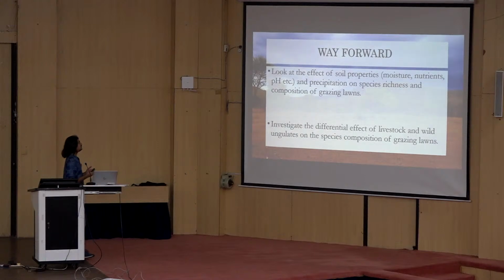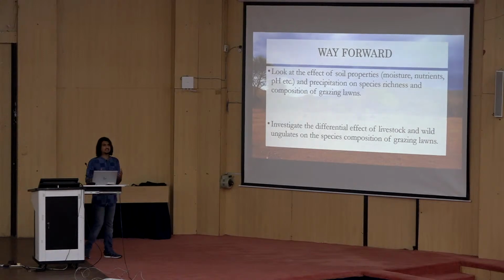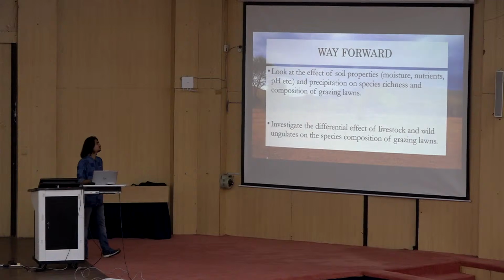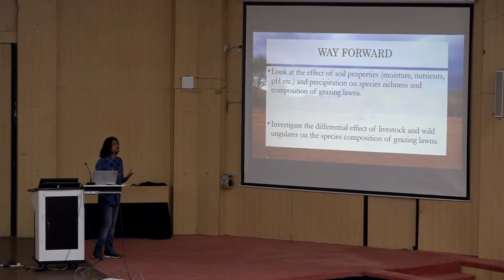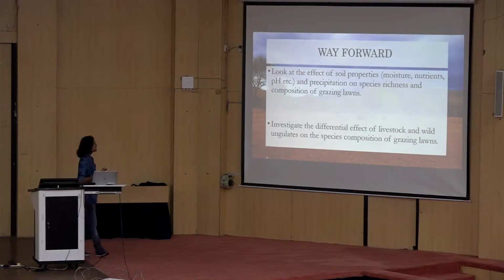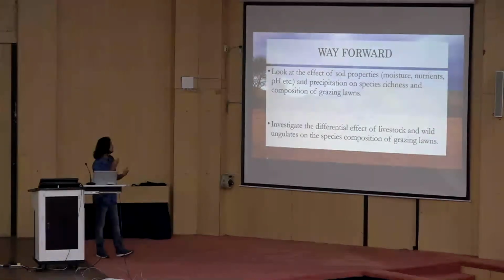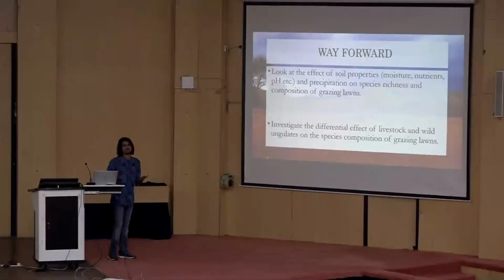So, as a way forward, we would like to look at the effects of soil properties and precipitation on species richness and composition of grazing lands. This is because we found that the plot identity, the plot attributes, accounted for most of the variance in the linear mixed model. It would also be interesting to look at the differential effect of livestock and ungulates. In this study, we looked at the effects of livestock and ungulates put together. So, it would be interesting to look at their effects independently on the species composition in grazing lands.